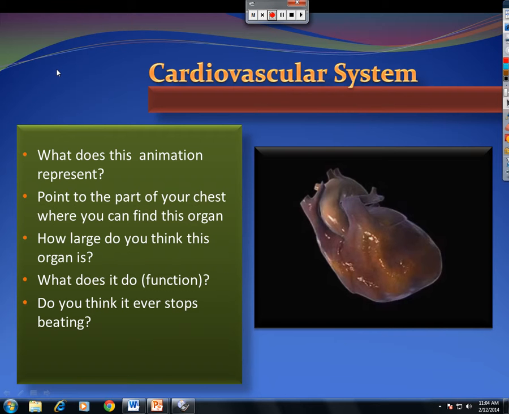And then it's going to be pumped from the heart through the blood vessels to make its way to the rest of the body so that it will carry oxygen out to the rest of the body. It's a huge misconception that the heart is located slightly to the right in the body. It's actually right smack in the middle.